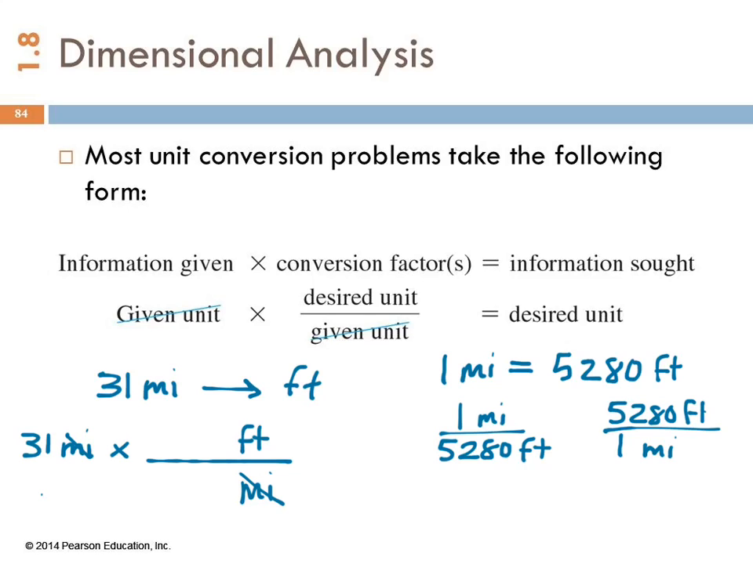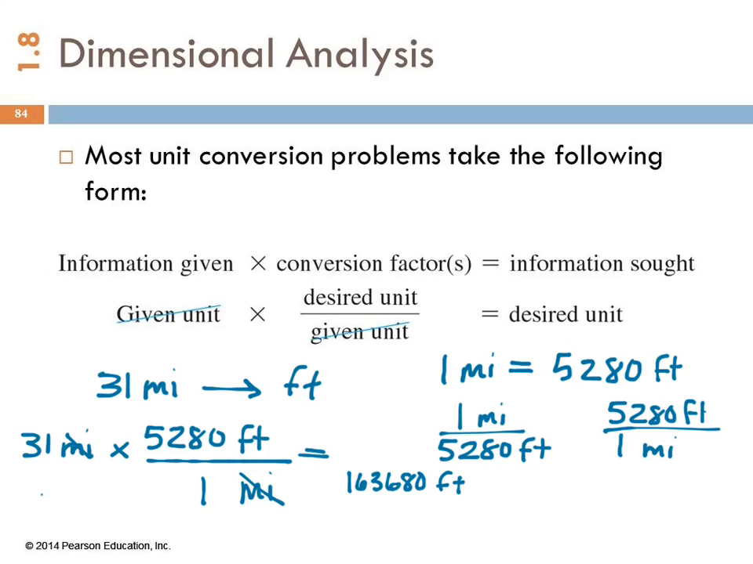So now we just look at this relationship, and 1 and mile go together. So we put 1 with mile, and we put 5,280 with feet. And then we do the math, 31 times 5,280. That's a lot of feet. 163,680 is what my calculator tells me. So is it 163,680 feet exactly from here to my house?